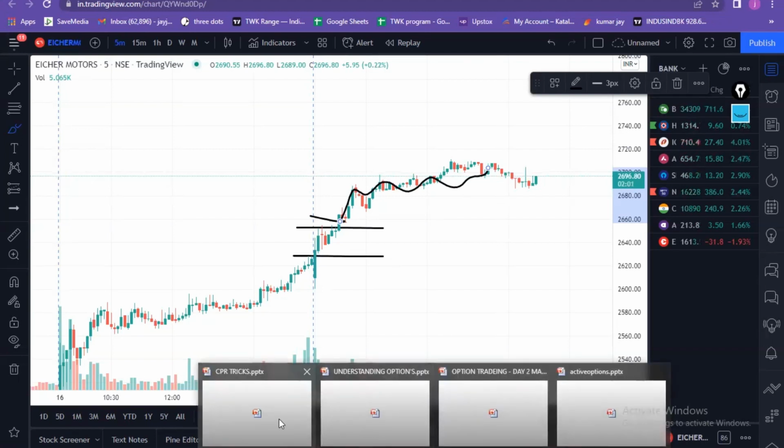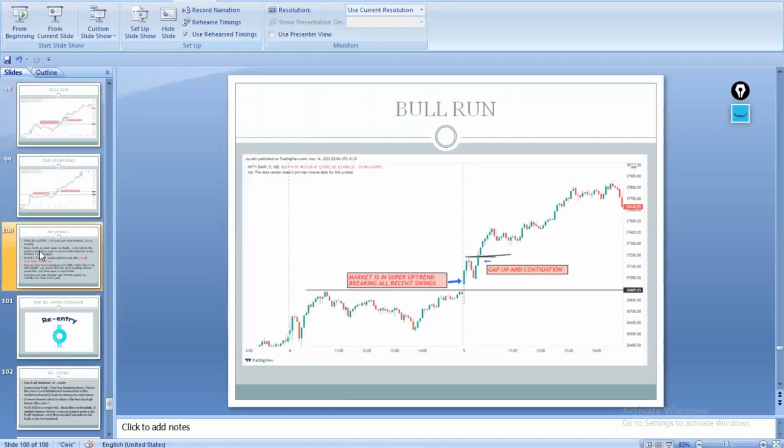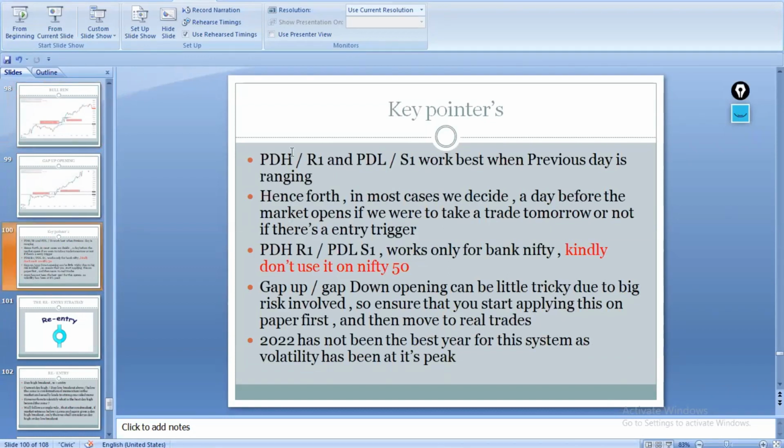Talking about the next topic over here, which is very, very interesting, right? Before that, we'll discuss the key pointers. Previous day high and R1, and previous day low and S1. It works best when the previous day high is ranging.